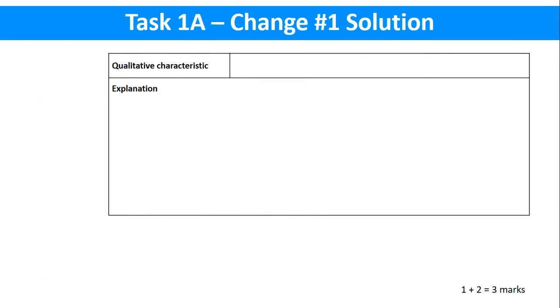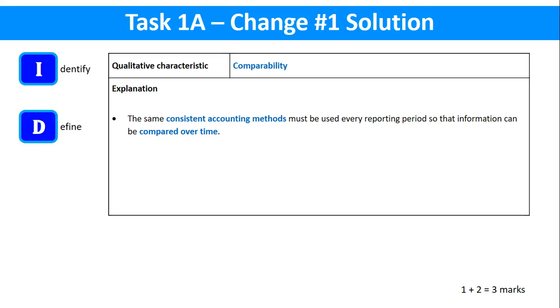So what we're going to do is answer this. We've got 3 marks. So the first thing we're going to do is identify the qualitative characteristic we're going to use for our argument, and that was comparability. We will then define it, so we'll just come up with a nice summary definition. We don't need to give every word line by line, we'll just summarize it in a way that makes it understandable. The same accounting methods must be used in every reporting period so that information can be compared over time.